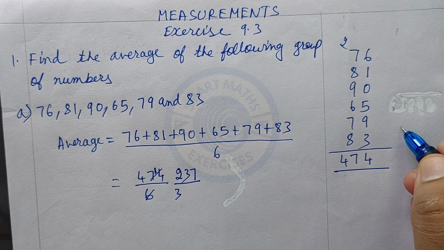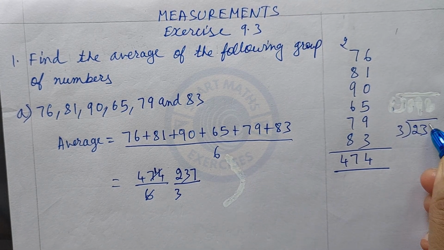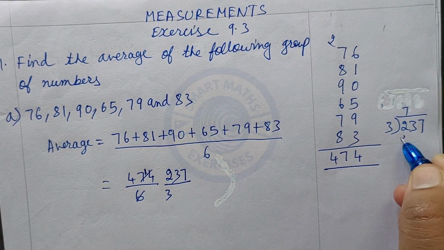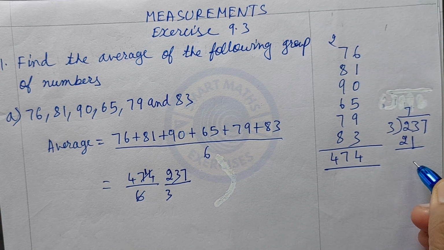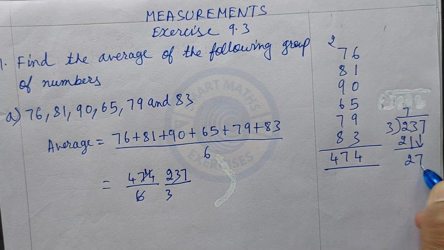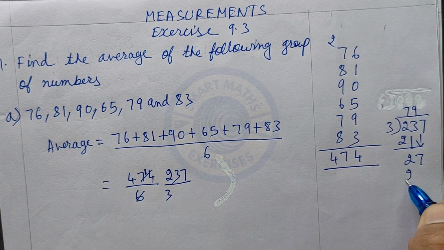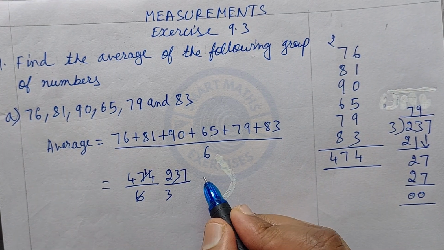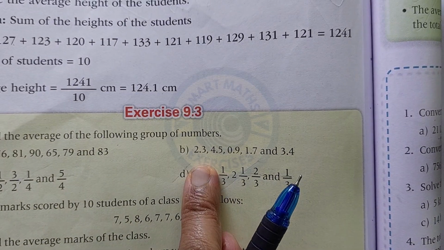So divide, 3 outside, 237 inside. 3 7s are 21. 23 minus 21 is 2. Bring down 7. 3 9s are 27. 27 minus 27 is 0. So the answer is 79.